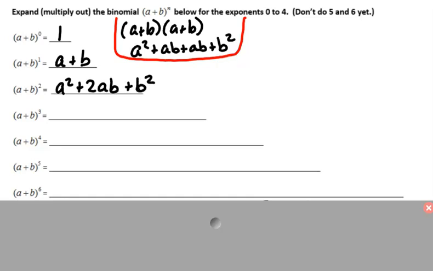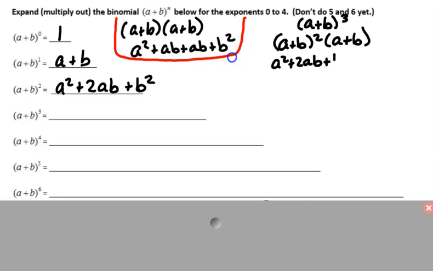Now, most of you probably do not have memorized the pattern for a plus b cubed, but let's just write it over here. A plus b cubed is just going to be a plus b squared times another a plus b. So I'm going to write out a plus b squared, a squared plus 2ab plus b squared, and I'm going to multiply that times a plus b.